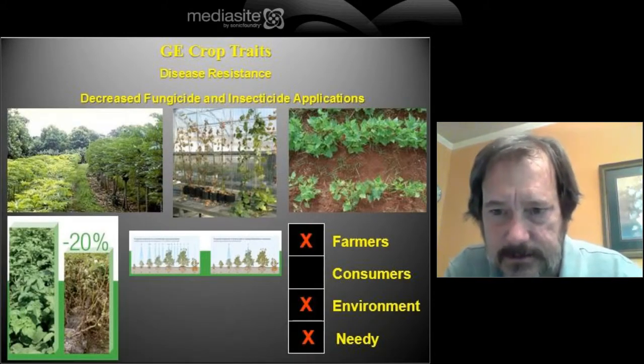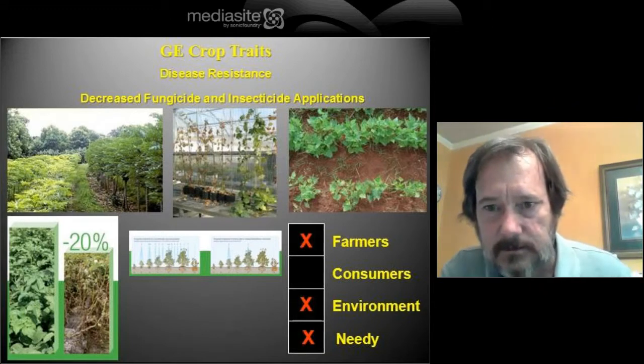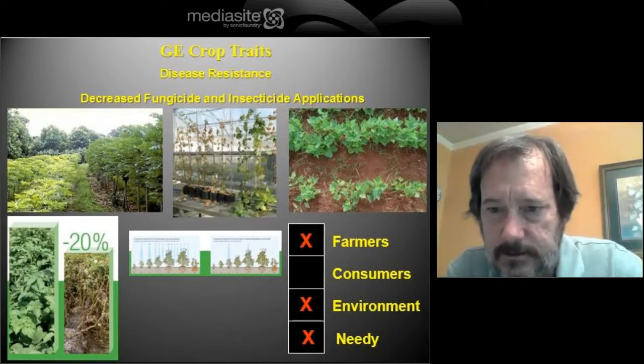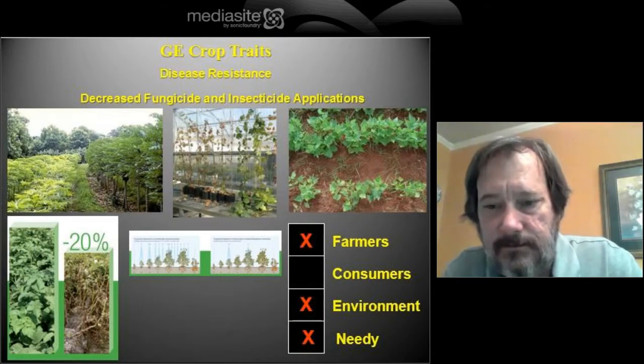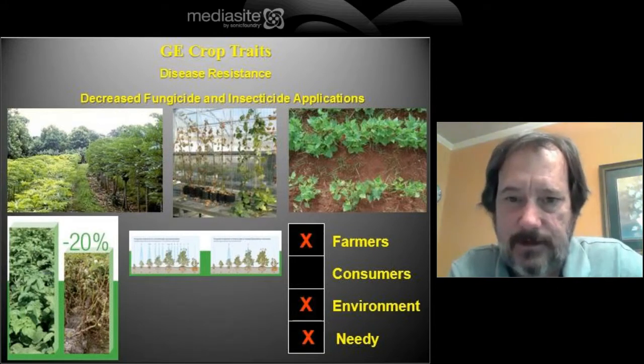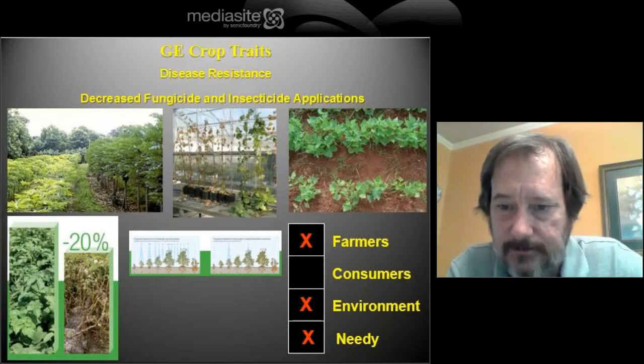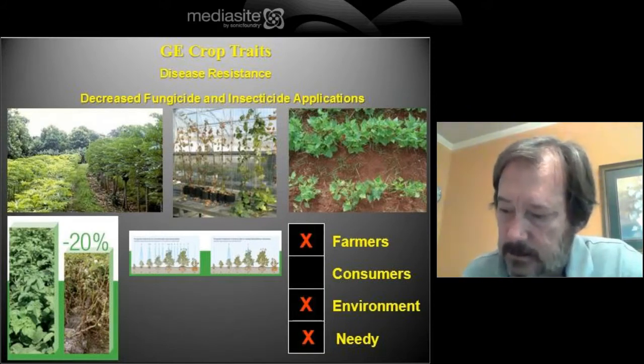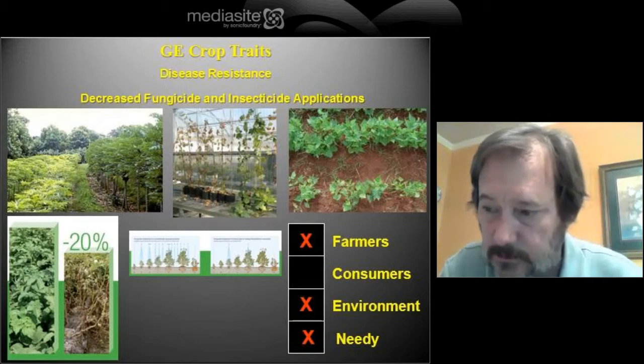Disease resistance is another group of traits. Certainly, disease resistance would benefit the farmer, and would benefit the environment because of reduced fungicide sprays, and in some cases, particularly with viruses, you're reducing insect sprays because viruses are often spread by insects. So the main method of control is by controlling insects to prevent their spread. And that could certainly help the needy because several of these crops are used in needy parts of the world.